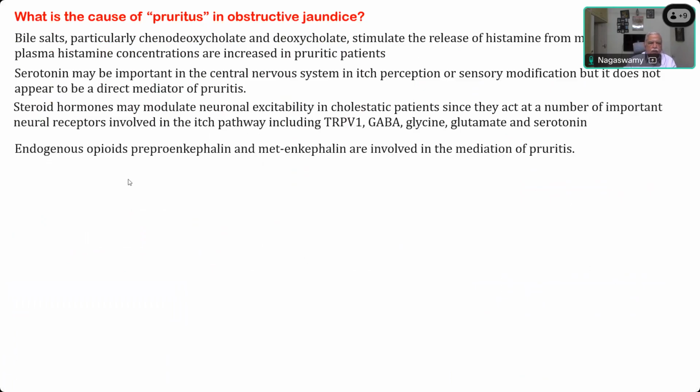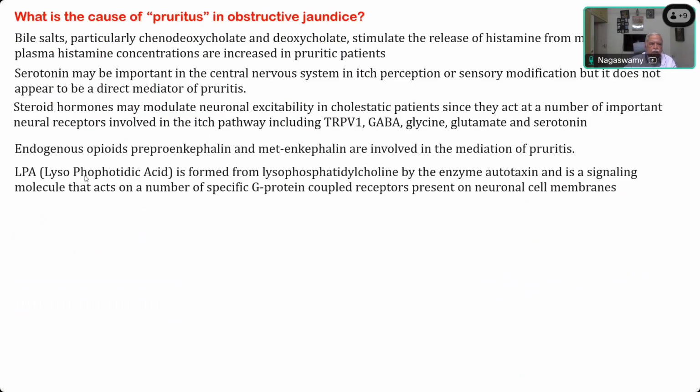The fourth is that endogenous opioids like proenkephalin and metenkephalin are involved in the mediation of pruritus. And lysophosphatidic acid, LPA, is formed from phosphatidylcholine by the enzyme autotaxin. It is a signaling molecule that acts on a number of specific G protein coupled receptors present in neuronal cell membranes. So all these mediators, 1, 2, 3, 4, 5, are implicated in the cause of the pruritus.